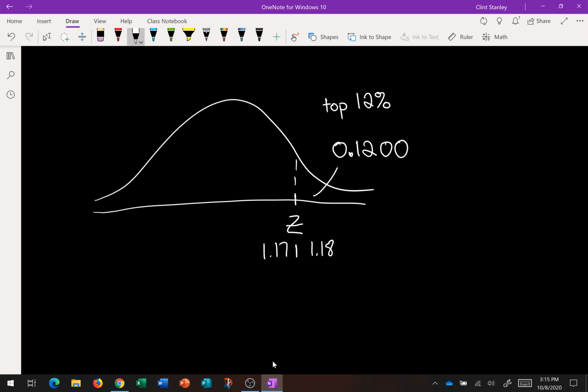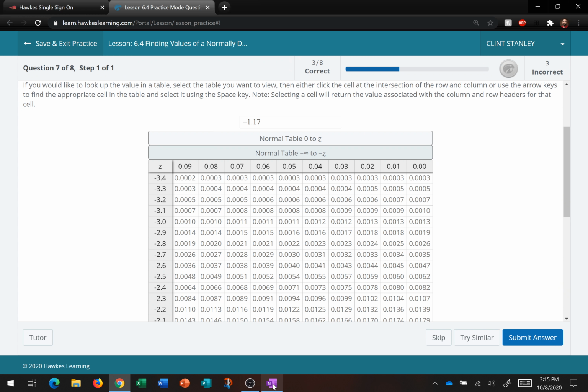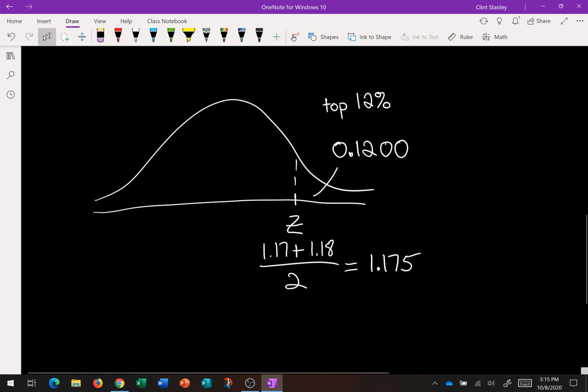then we add these two together and divide by 2, and we'll get a z value of 1.175. And let me make sure I'm giving the right numbers here. That's right. So we made it positive because we're doing area to the right. And since it was exactly between these two, we add them together and divide by 2 to get our z. That only happens if the z you want is exactly between two areas. So here's our z.